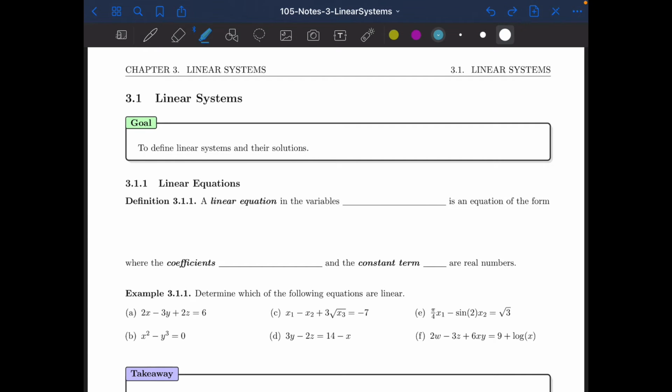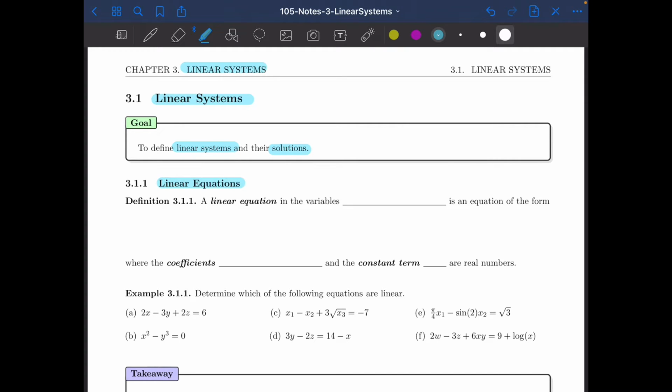Hello everyone, and welcome to Chapter 3 of your linear algebra course, Linear Systems. We will start with section 3.1, also entitled Linear Systems. The goal of this section is to define linear systems and their solutions. In section 3.1.1, we first consider linear equations.